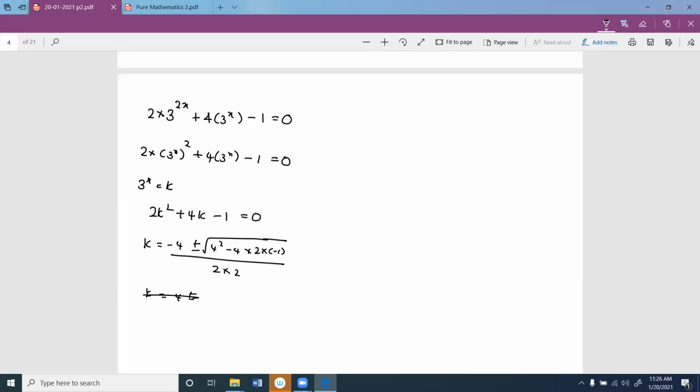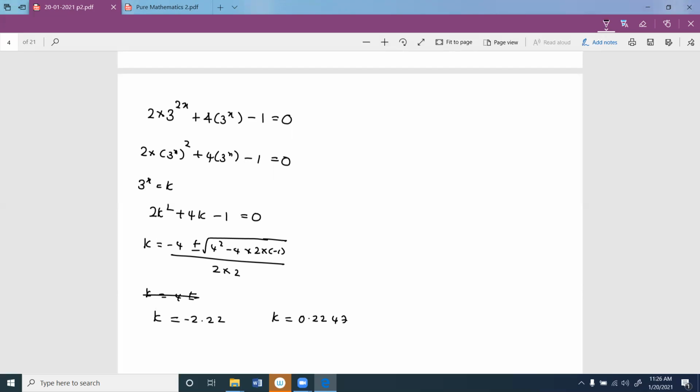After this step, you can get the answers straightforward. Let's type in 2, 4, and minus 1. Then you get the answer. One answer is minus 2.22. The other answer is 0.2247.